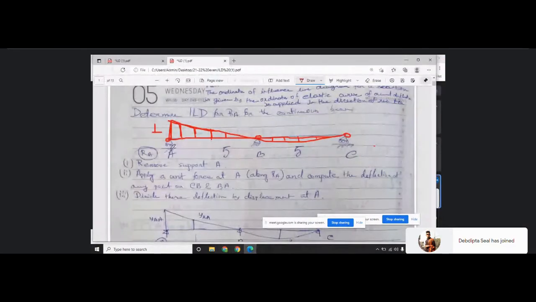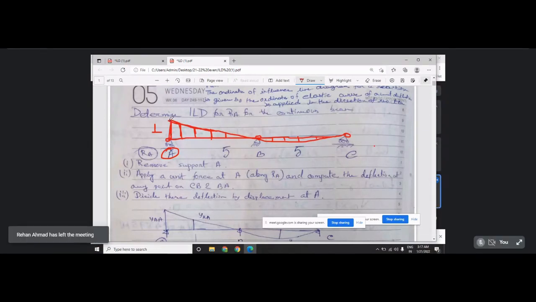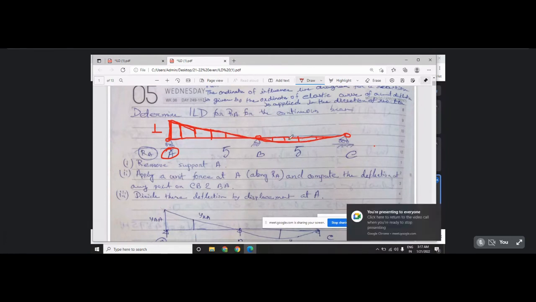Now remove this peg A. So what is A? Point A, RA. In order to determine RA, you have to give a unit displacement here. Now this is the deflected shape, and you have to determine the ordinates.